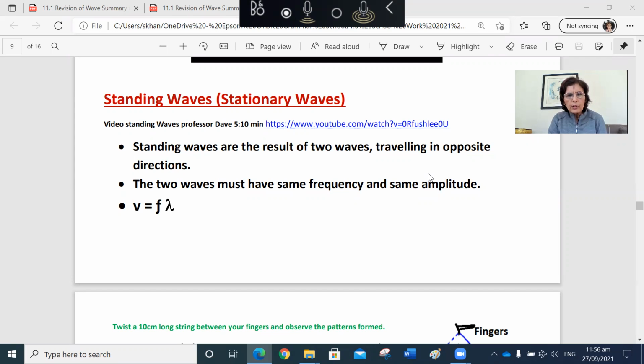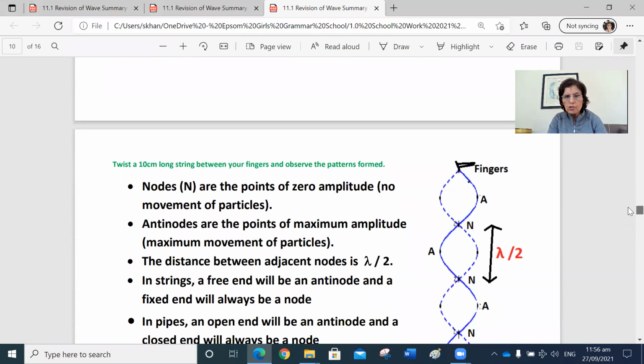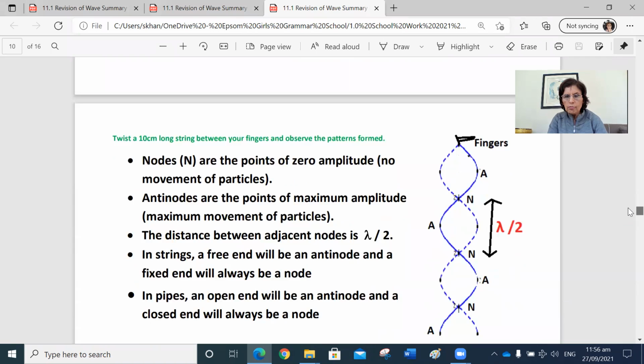Hi, in this video, we are going to look at standing waves. A standing wave is an interference pattern where waves move in one direction and then reflect back and make a pattern which appears to be stationary.